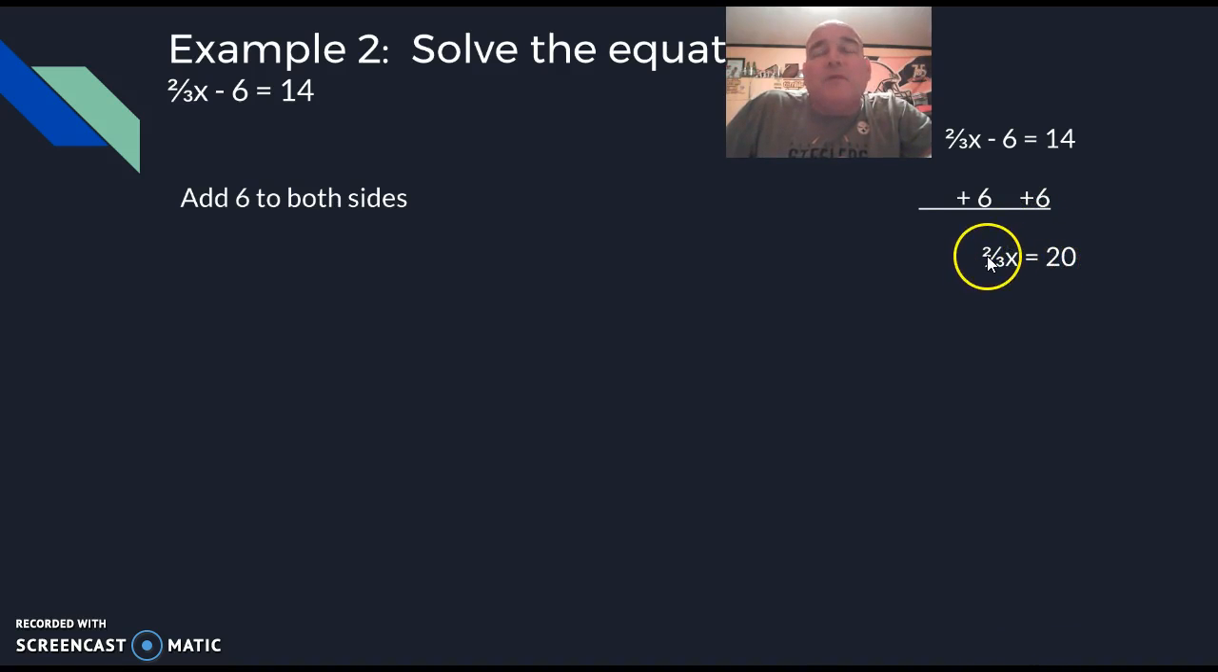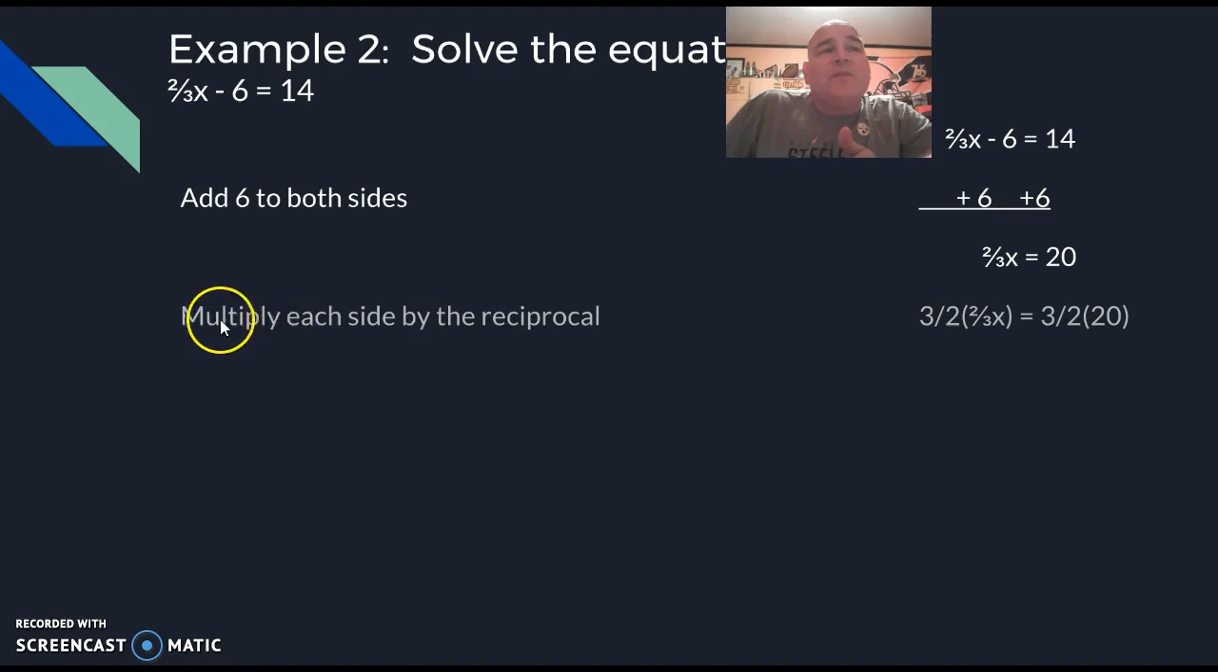Now, remember, technically they're multiplying 2/3 times x, so we would have to divide. But when you have to divide by fractions, we use the reciprocal. So we're going to multiply each side by the reciprocal of our coefficient. Our coefficient is 2/3. Its reciprocal is flipped, so it's 3/2. Over here on the left side, the 3's and the 2's cancel, leaving us with just x. Remember that 20 would be 20 over 1, so 3 times 20 gives us 60. 2 times 1 would give us 2. So 60 divided by 2 comes out to be 30.